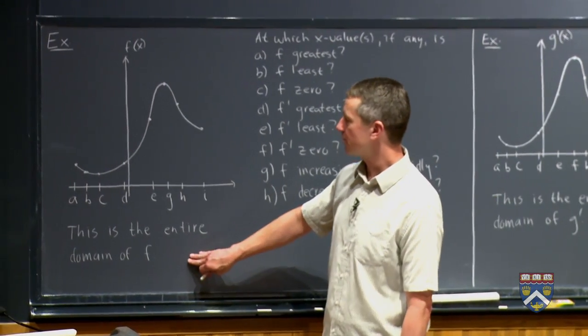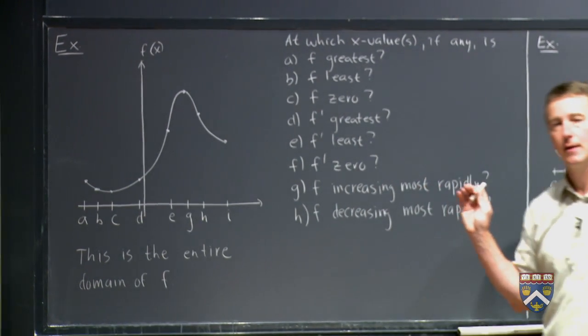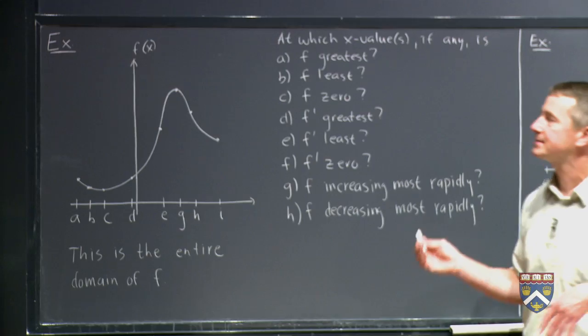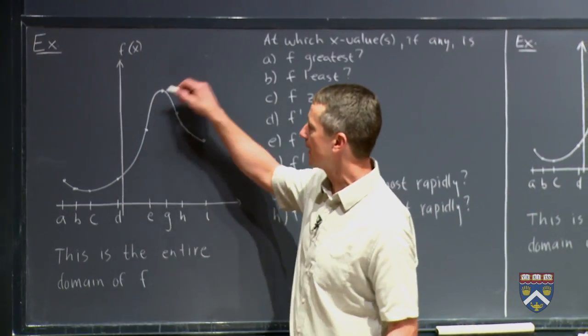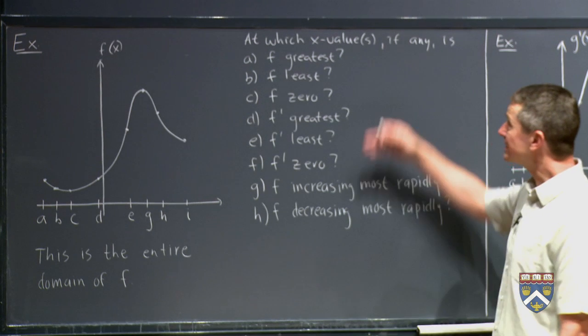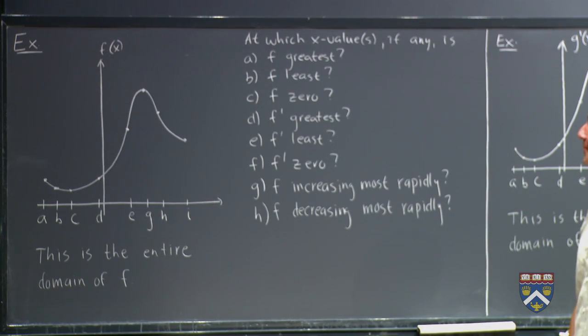And this is the entire domain of f. There's nothing happening to the left of a. There's nothing happening to the right of I. And if it helps you to imagine a sort of real-world situation, imagine that this f of x gives the temperature as a function of time on some day. So we'd like to ask a bunch of different questions here. We'd like to answer them, actually, in addition to asking them.